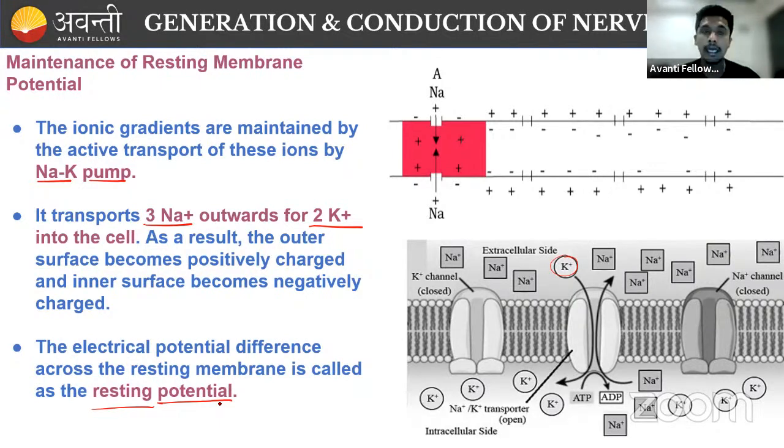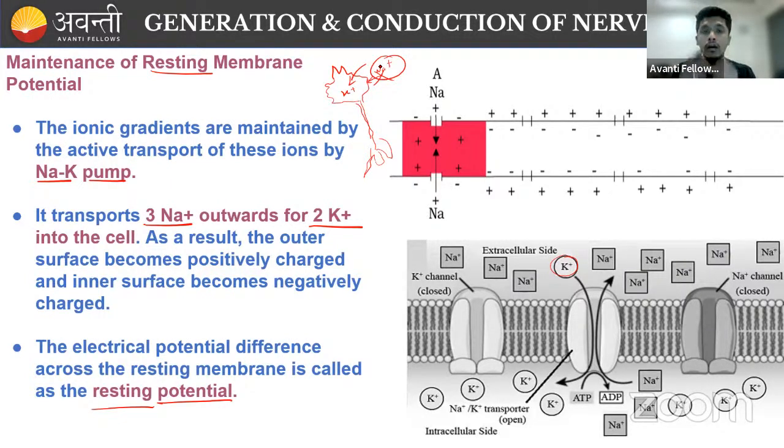When it is not conducting any impulse, the ion channels are more permeable to the potassium ion. For example, if this is your nerve cell, it is allowing more potassium ions and it is not at all allowing any of the sodium ions. Sodium ions are strictly not permitted into the cell when the cell is at rest. Along with the sodium, even the negatively charged proteins are not allowed. And who does this job? Ion channels do this job.